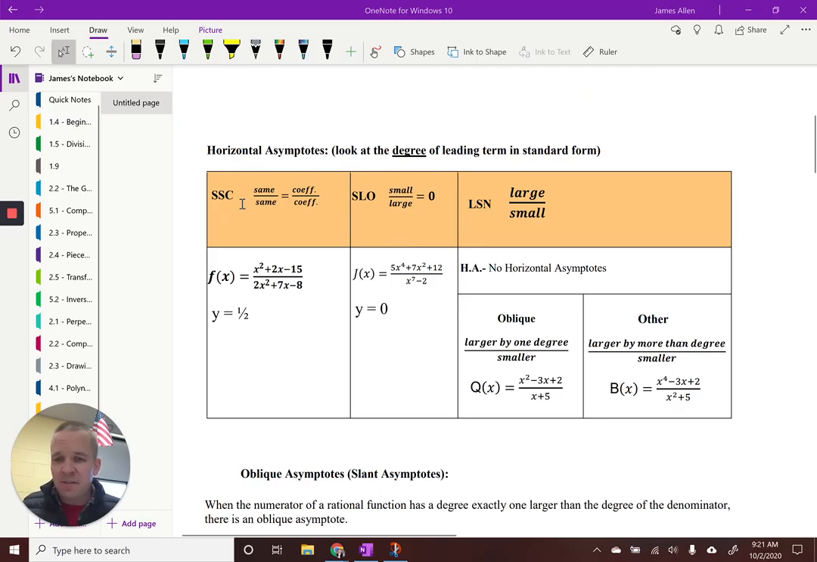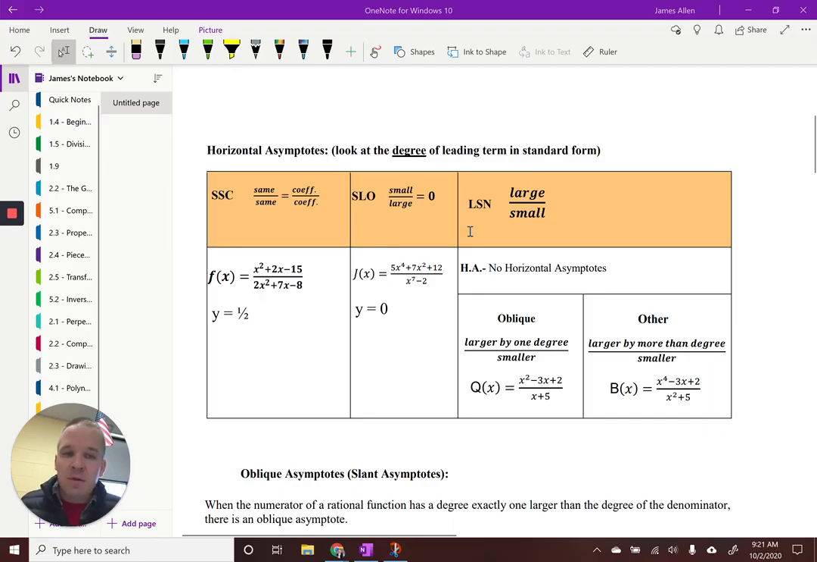If you didn't jot this down in the first video, I would do that now. For same over same, we're going to compare our coefficients. So for this example here, it'd be y equals 1/2. If it's small over large, for example this one here, it can be way smaller in the numerator and larger in the denominator. It doesn't just have to be one apart. Oftentimes we do see that, but it could be a drastic difference. Here we see a degree difference of 3. It's going to be y equals 0.